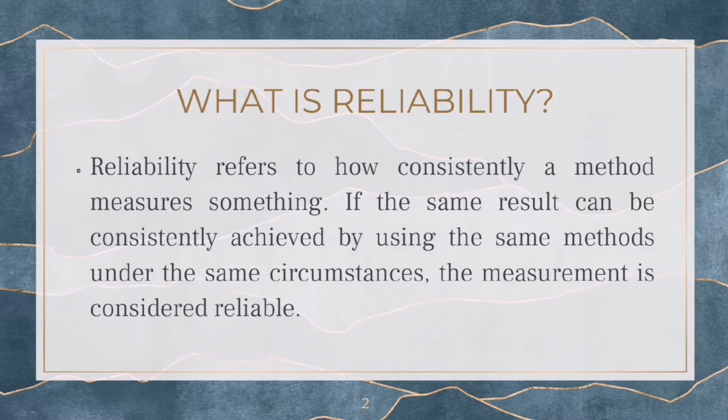So, ma-consider natin na reliable yung assessment or yung test na binigay natin sa students natin if the results are the same. Like, for example, yung score ng student sa test 1, 2, and 3 ay pare-parehas or mas tumaas pa. It means na reliable yun kasi nagkaroon ng consistency sa scores niya. And mas maganda pa dun dahil tumaas. It means na mas natututo yung estudyante.